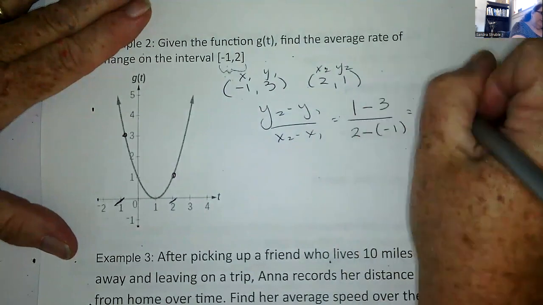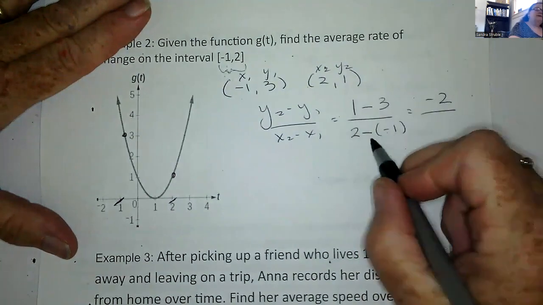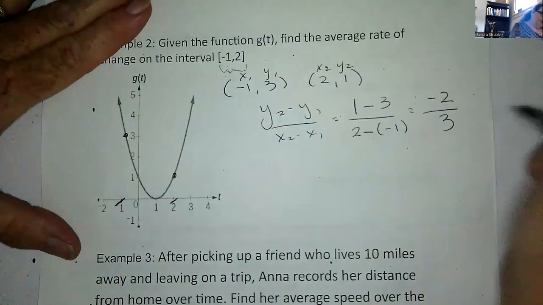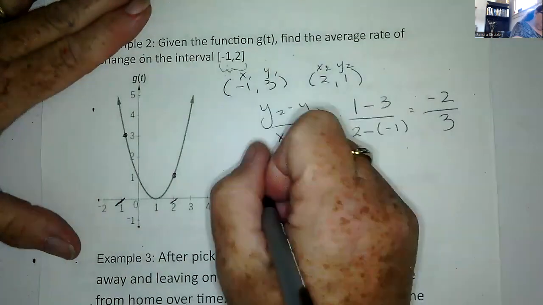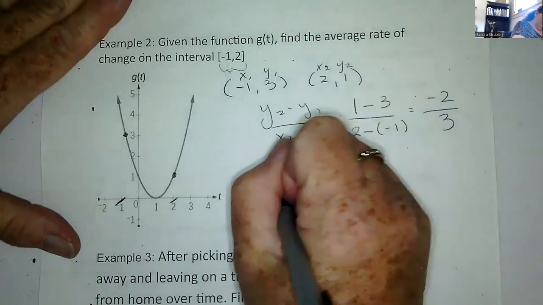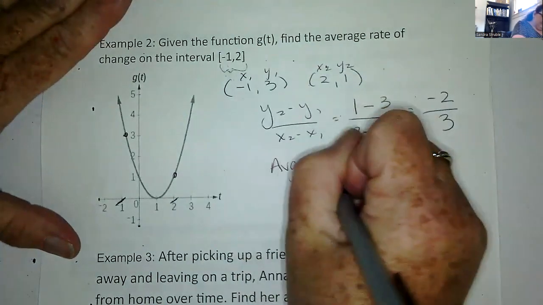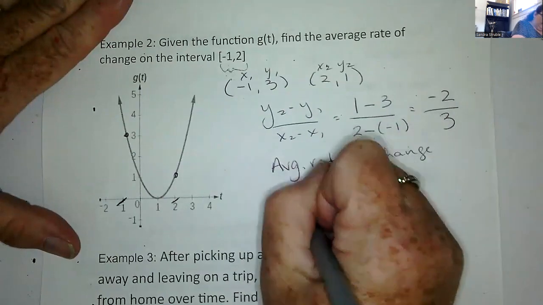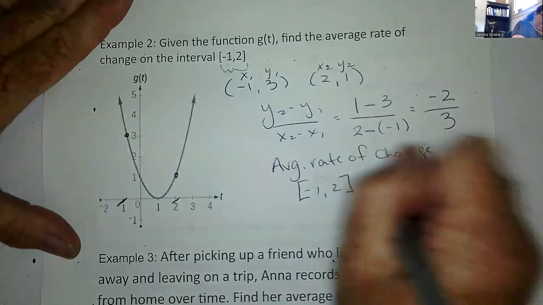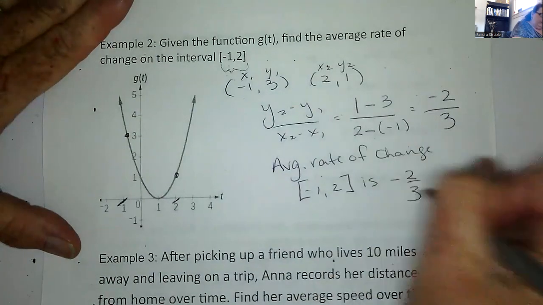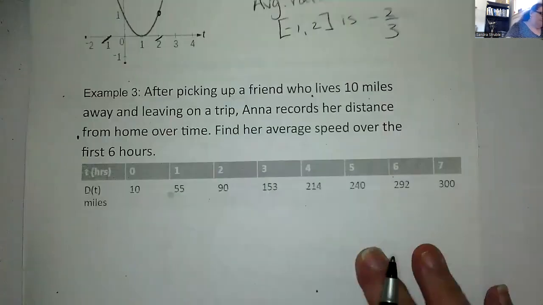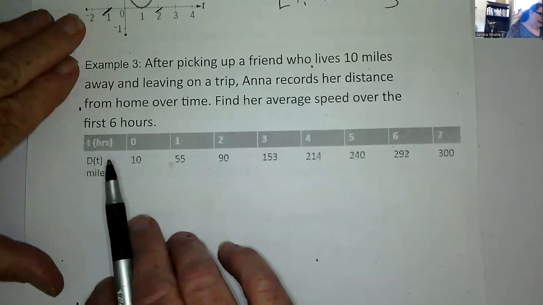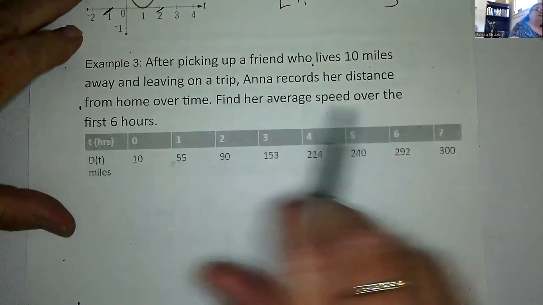So 1 minus 3 is -2 over 2. Negative times negative is a positive. So 2 plus 1 is 3. Is that what we had earlier? Sure. So our average rate of change from -1 to 2 is -2/3. Okay, moving on. All right, I could have used different points in class because I cannot see this as well. All right, so let's look at example 3.